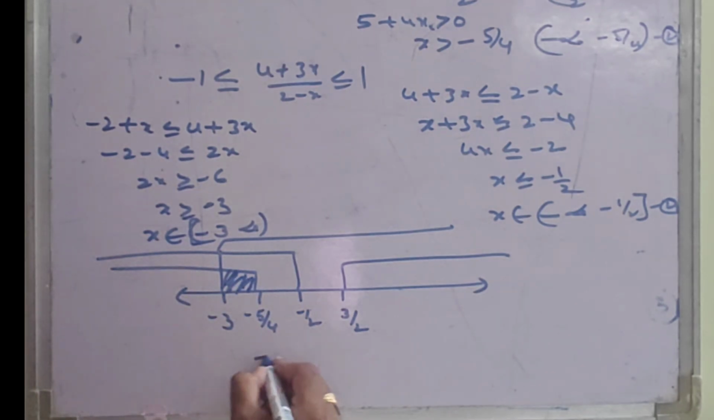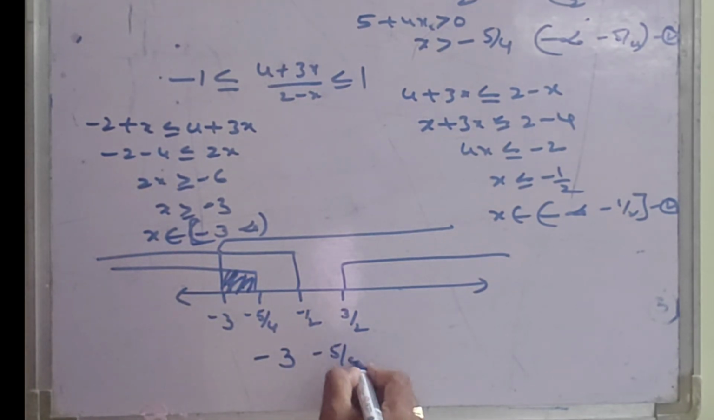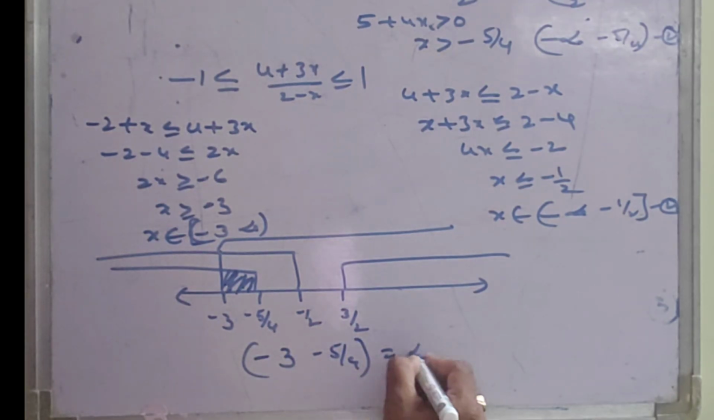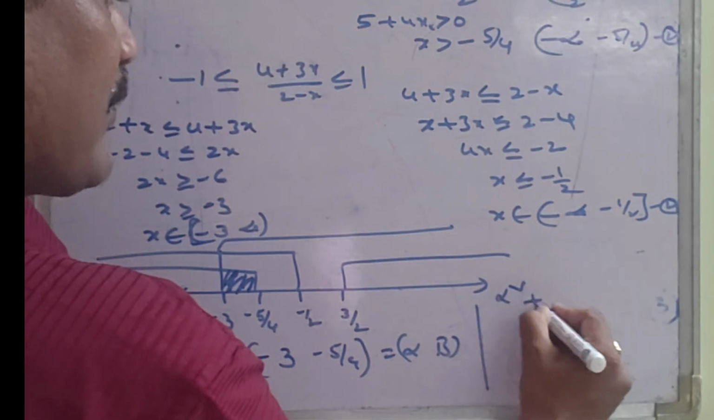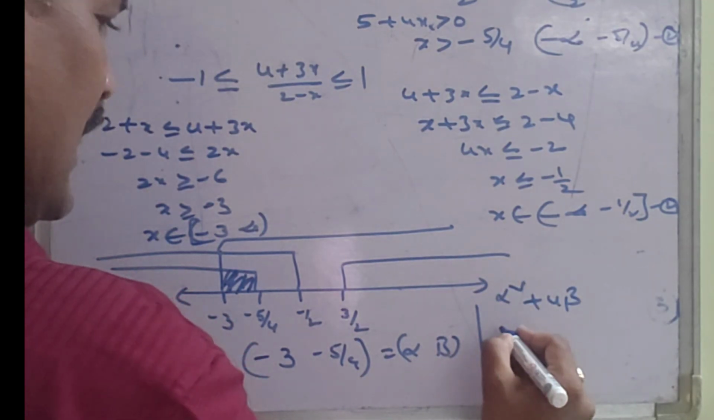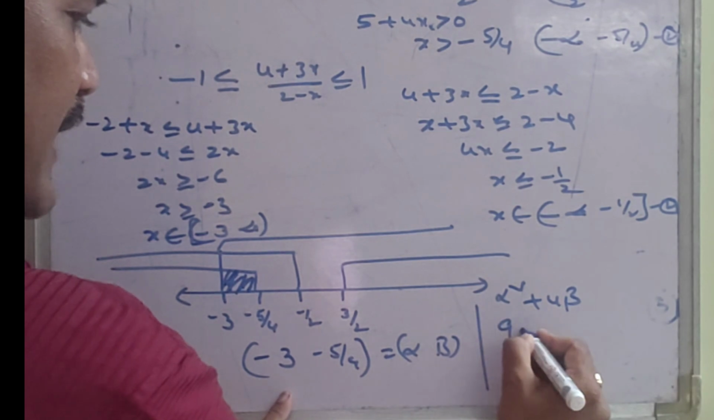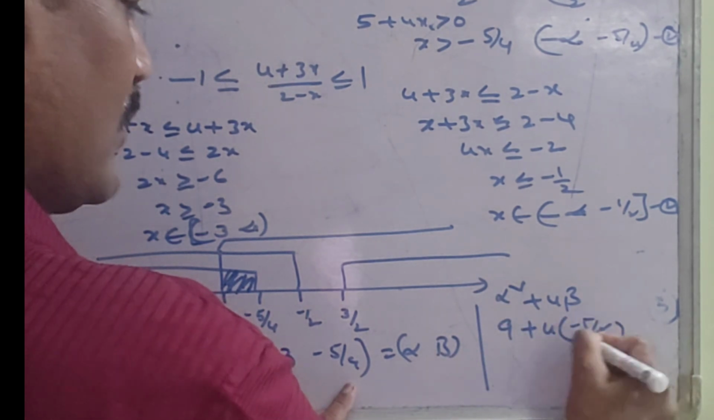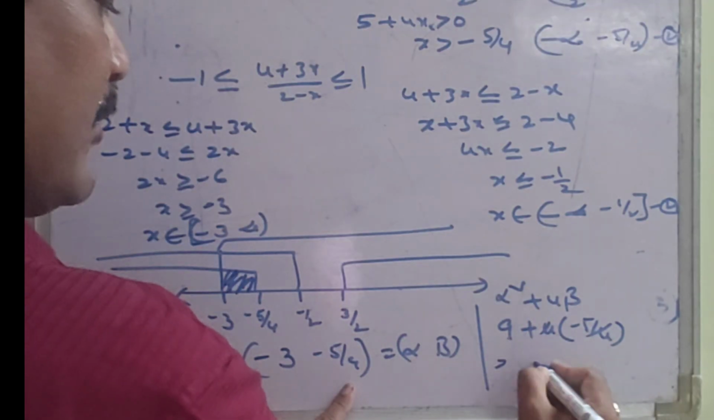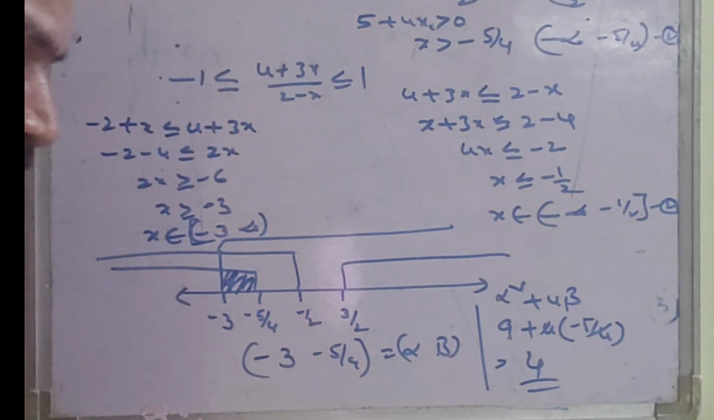Now here minus 3 and here minus 5 by 4. So this is alpha comma beta. What is the value of alpha square plus 4 beta? Alpha square is minus 3 square, 9, plus 4 into beta, minus 5 by 4. The 4 gets cancelled. 9 minus 5 is 4. So 4 is the answer.